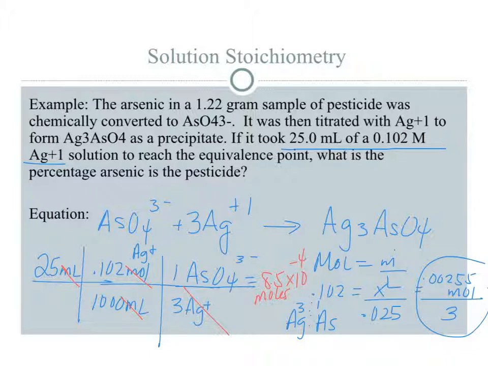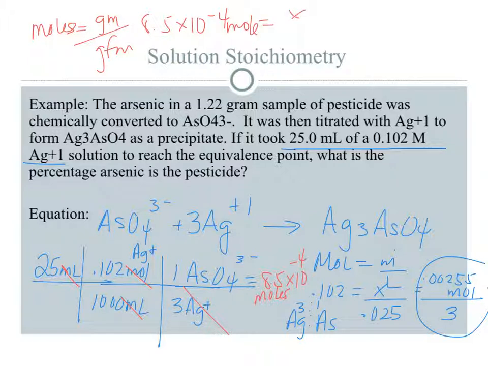Now, oh, we actually needed grams. I should have taken this one more step. Alright, I'm running out of room, so I'll just come up here and do the moles to grams. I could have put it right there in dimensional. You can do it as dimensional if you want. Moles equals given mass over GFM. So I've got 8.5 times 10 to the negative 4 moles equals X over 74.9, which is the arsenic, right?